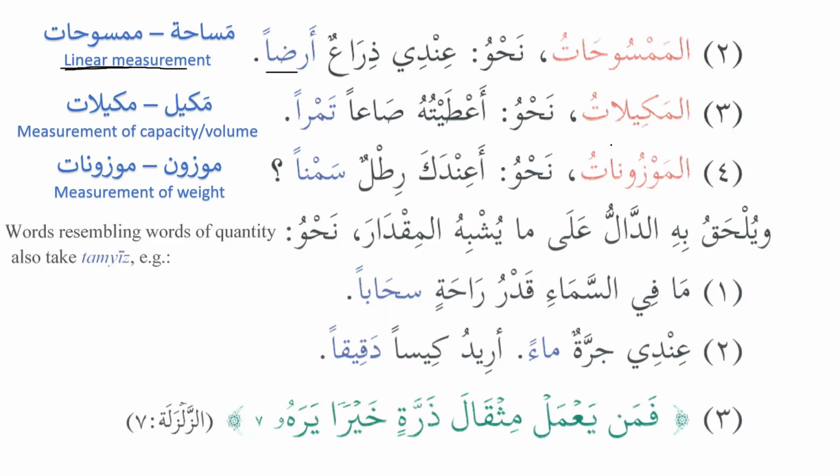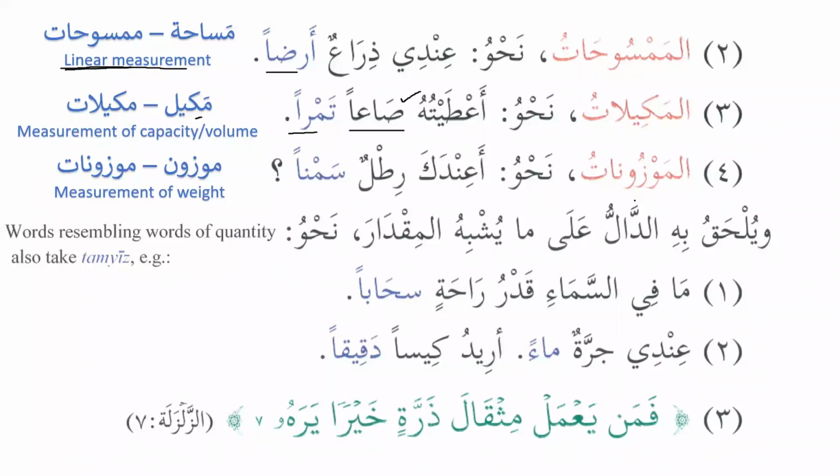Then we have al-makilatu, and this is a plural of makilun, and makil is basically to measure something, and makilat is a plural. We have mikyalun. Mikyalun is to measure, and makilun means something that is measured. So there is a difference. Mikyal is measuring, and makil is something that is measured. So that's why we call it al-makilatu. For nahwu, for example, a'taytuhu sa'an tamran. I gave him sa' of tamran. We know that these are basically ancient ways of measurement that were used in the past.